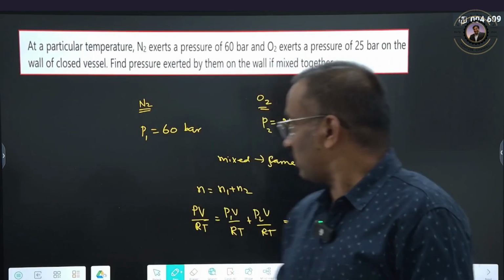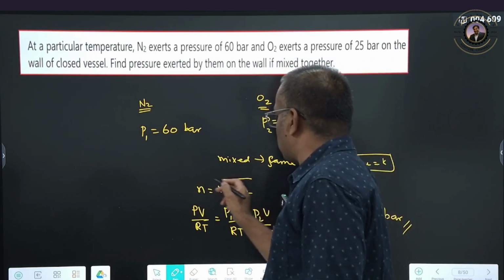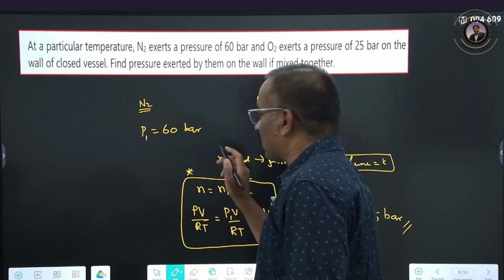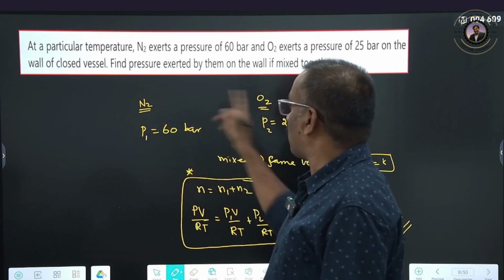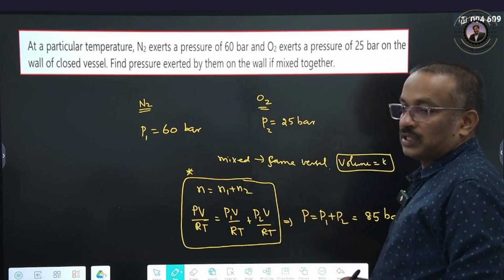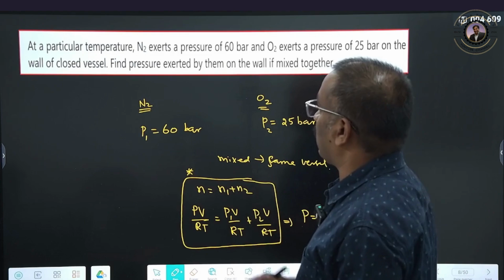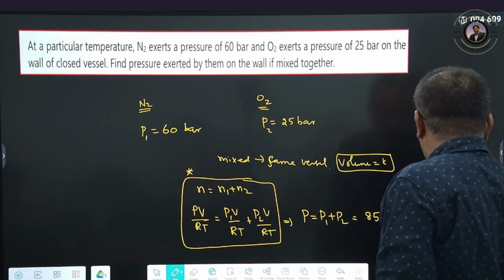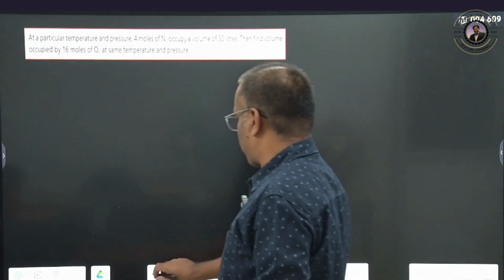Clear? So any time there is a mixture, please go through this concept. Compulsorily, one more thing: there should not be any chemical reaction taking place. So go through this concept so that you can understand very clearly. Now we will go for one more question. Let us see.